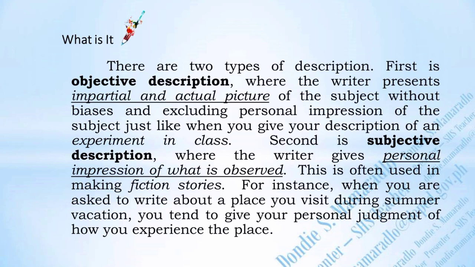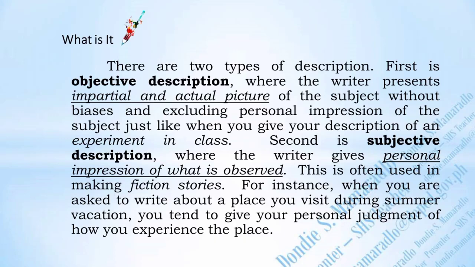There are two types of description. First is objective description, where the writer presents an impartial and actual picture of the subject without biases and excluding personal impression of the subject, just like when you give your description of an experiment in class.